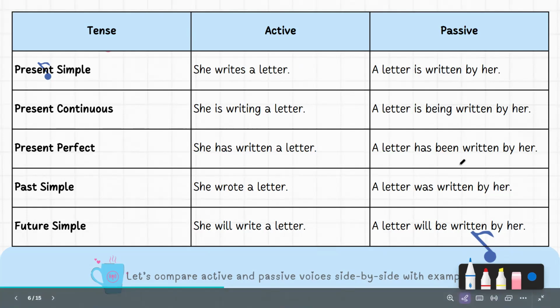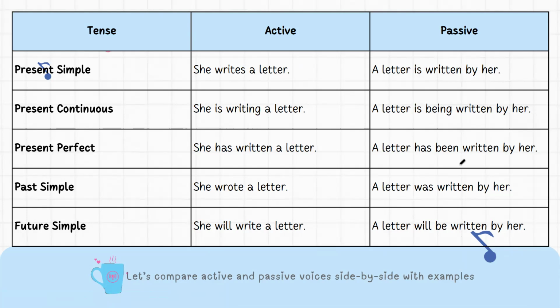So a letter is written by her is the passive voice. As you can see very clearly, it is quite evident that it is following the structure. You're having the subject, verb, object. In passive voice, the object becomes the subject. Then we are having be form, V3 form, that is past participle, by her, preposition form, and the objective pronoun of she.